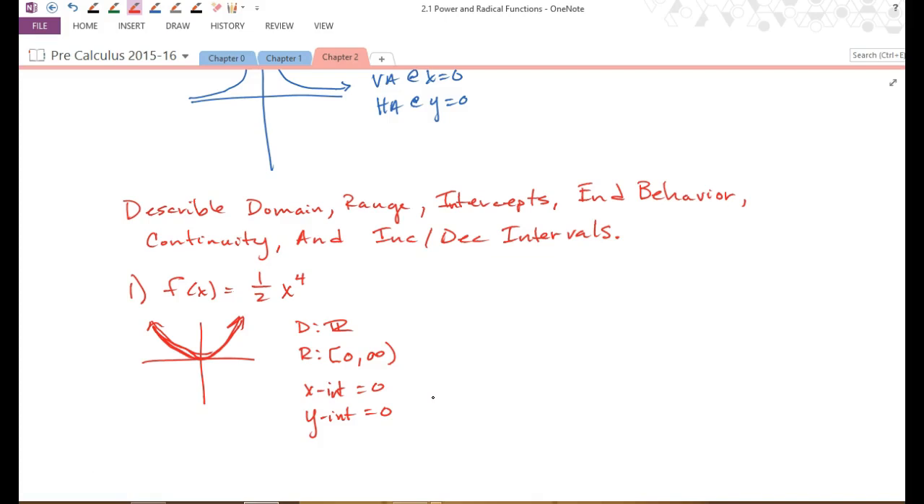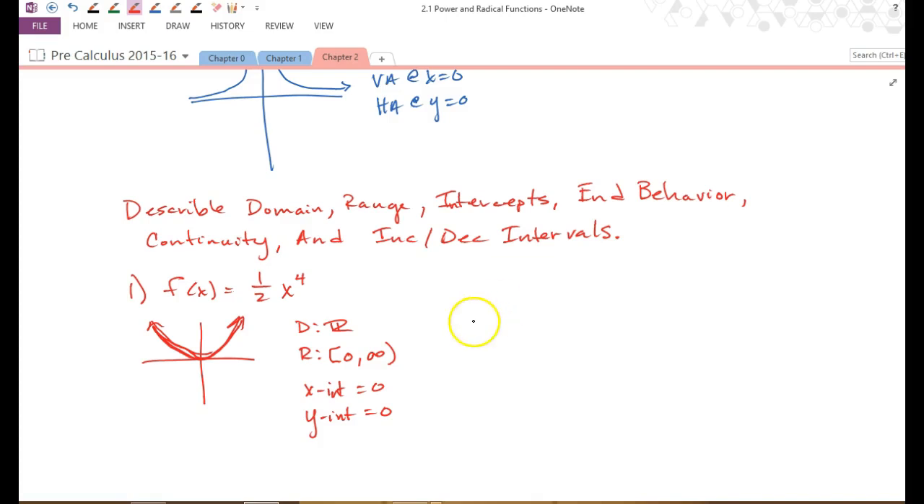I have a question. Yep. How come the domain is all real, but it can't be? The domain or the range? The domain. The domain can be all reals because there's no value that I would plug into x that would get an undefined value. There's no x in the denominator, and there's no square roots of any kind.